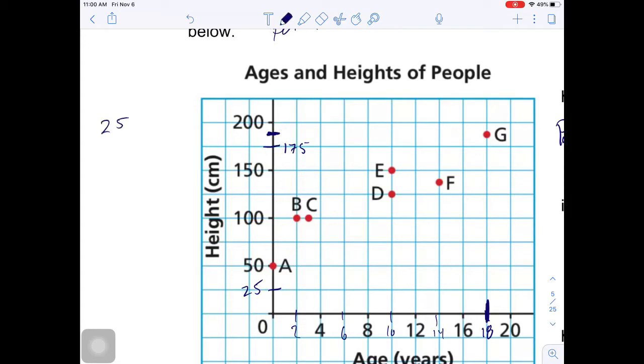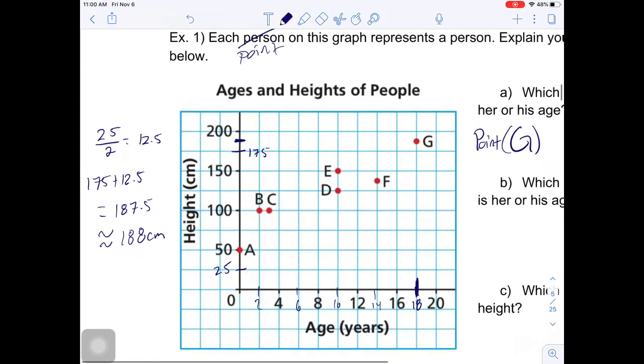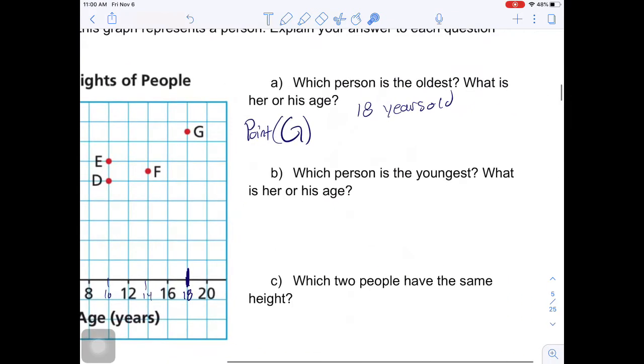25 divided by 2 gives us roughly 12.5. So this doesn't represent 12.5 years. It represents 175 plus 12.5. And that equals, well, that's going to give us 187.5. So I'm not going to give a decimal. This is going to be a little bit more of an estimate. I'm going to say this person is roughly 188 centimeters. Okay, and remember, this is measured in centimeters, so it's roughly at 188 centimeters.